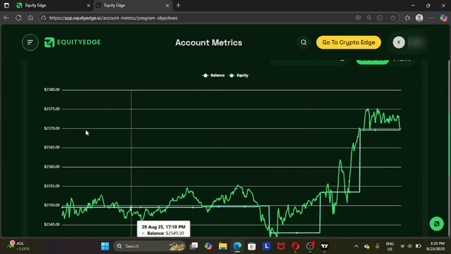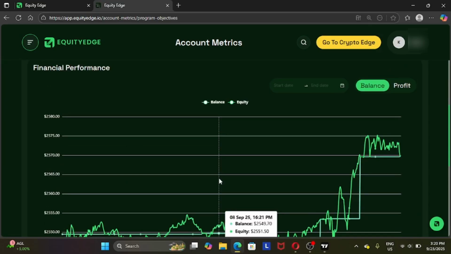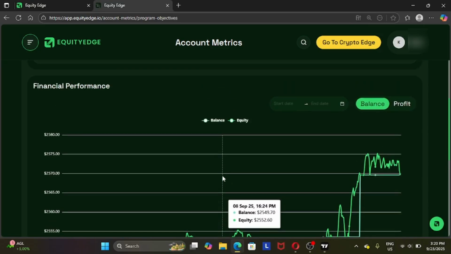I'll probably insert my own Excel equity curve, or rather balance curve, because maybe they'll make an improvement here, I don't know.